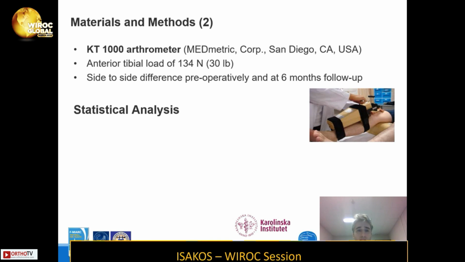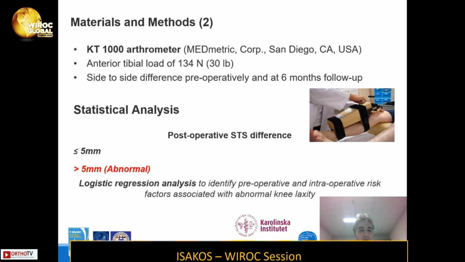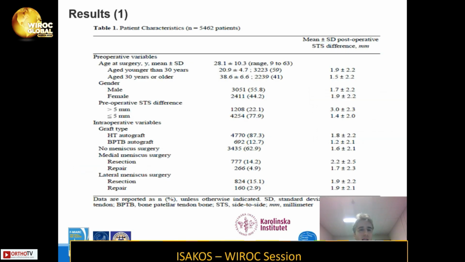We used, as I said, the KT1000 arthrometer with an anterior tibial load of 134 Newton, which corresponds to 30 pounds. We looked at the side-to-side difference preoperatively and at 6 months follow-up. We dichotomized the postoperative side-to-side difference into less than or equal to 5 millimeters and more than 5 millimeters, considering this one as abnormal. We used a logistic regression analysis to identify preoperative and intraoperative risk factors associated with abnormal knee laxity. We investigated several variables.